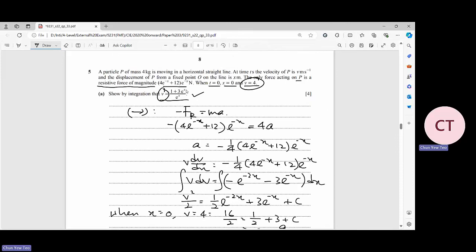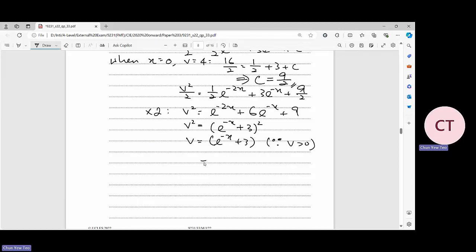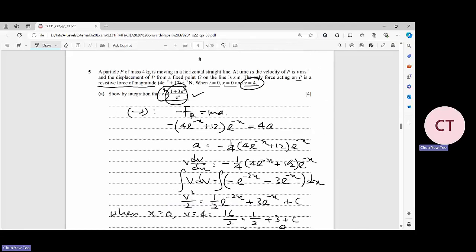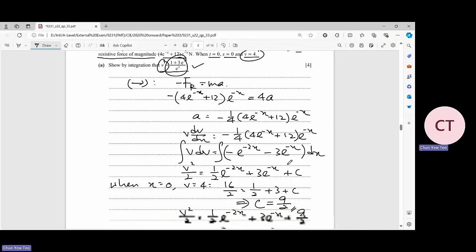But not in the same form as they want, because they want it in the form of fraction e power positive x. So we make it like this. Join it together. Shown. Okay, so that will be the answer for question number 5A. Now we move on.